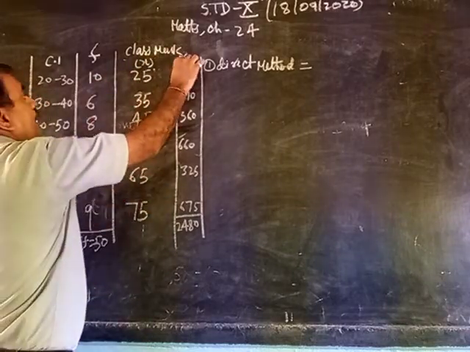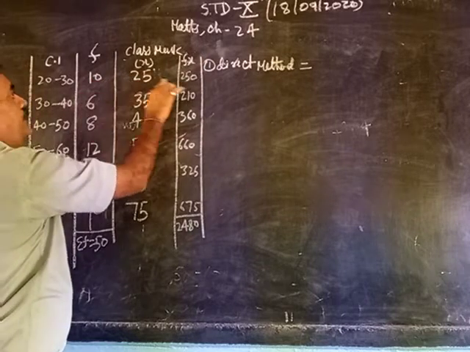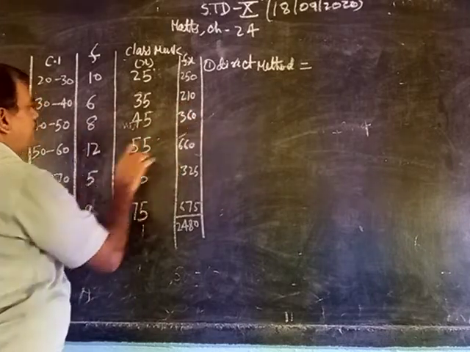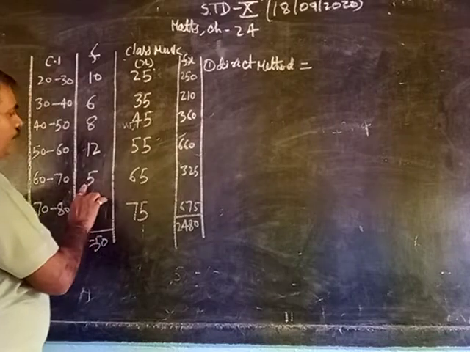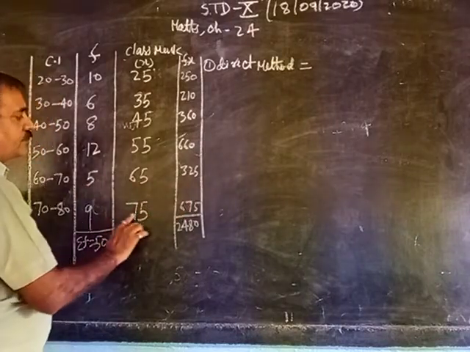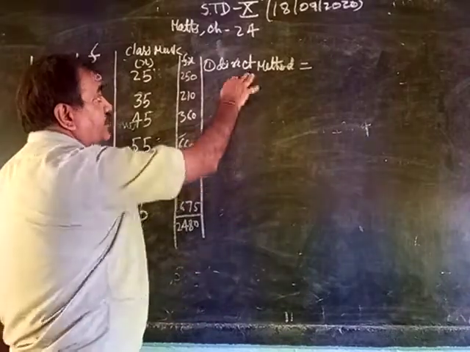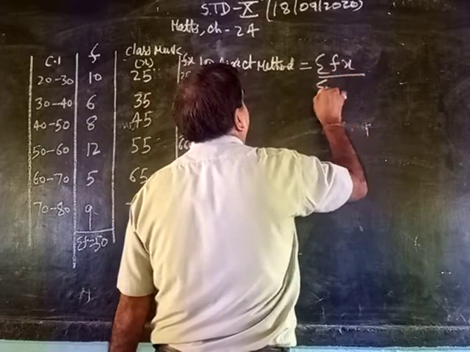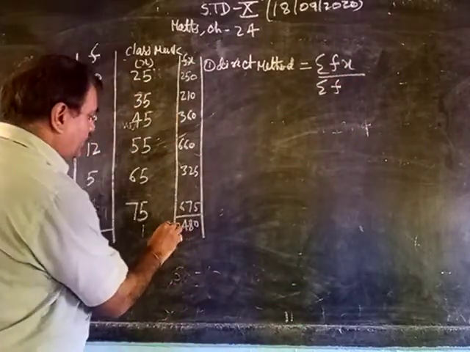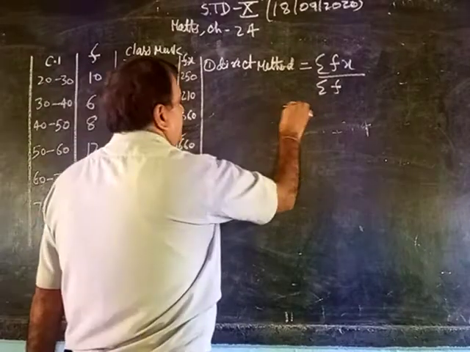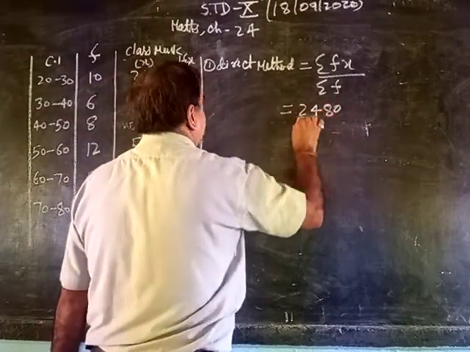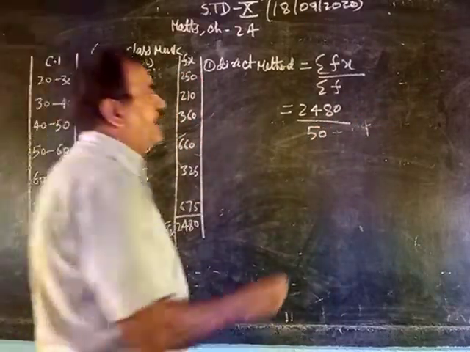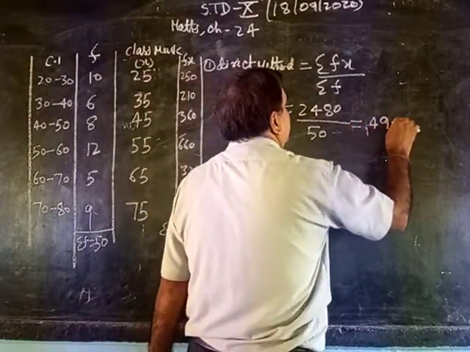Then we have to multiply f into x: 10 into 25, 250; 6 into 35, 210; 8 into 45, 360; 12 into 55, 660; 5 into 65, 325; 9 into 75, 675. Then for the direct method, the formula is sigma fx by sigma f. Sigma fx is 2480 and sigma f is 50. That will give the mean, which comes to 49.6. This is the answer.